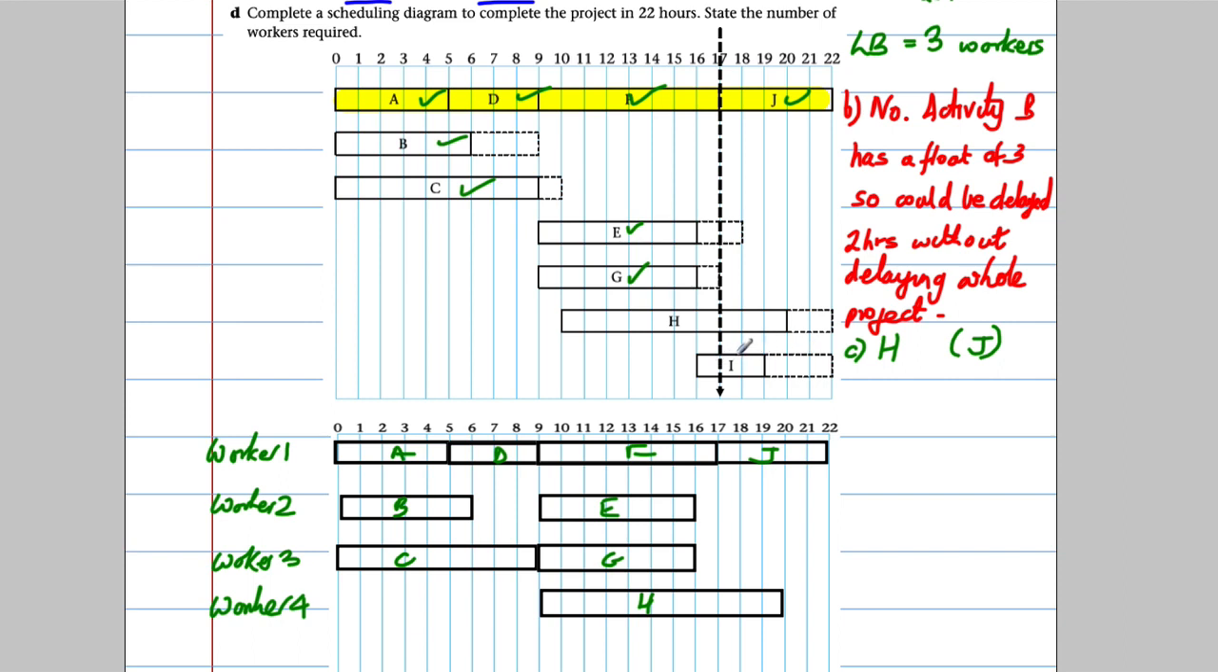Now the last thing is I. Can I fit I anywhere? Well, I could put I up here with either G or E, it doesn't matter, rather than shove it for a new worker. So I could certainly put I up here, starting at 16 and ending at 19, and that would be I, like that. So I need 4 workers here. Even though my lower bound was 3, the number of workers required for part D was 4 workers in order to complete the project.